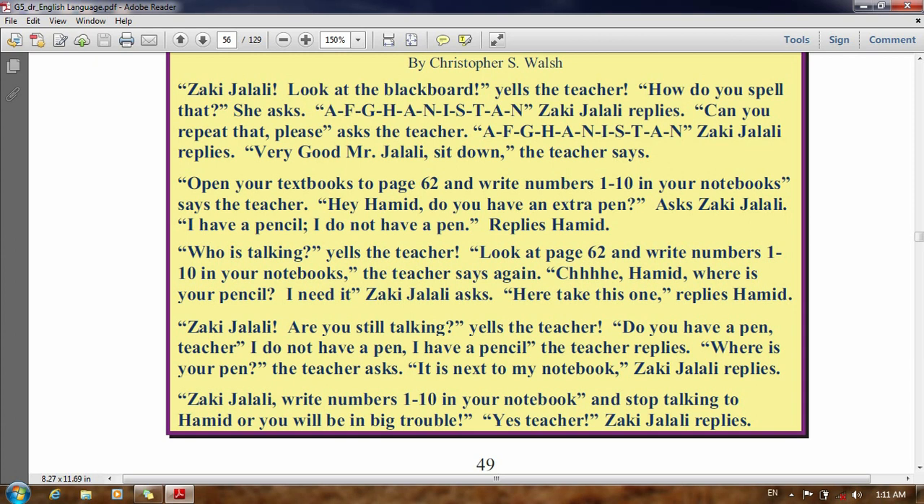Look at page 62 and write numbers 1 until 10 in your notebook.